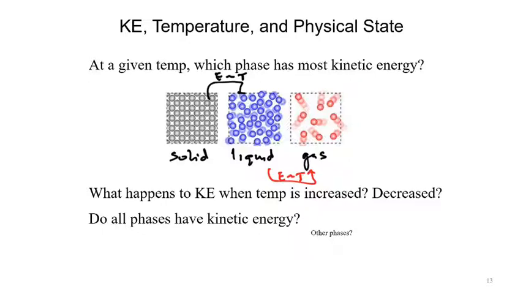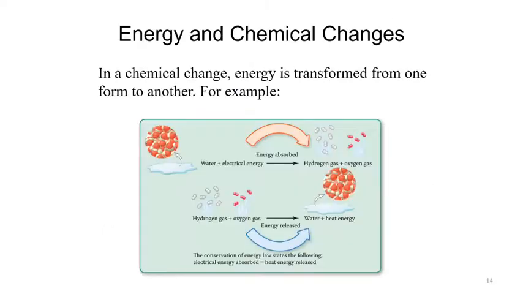So all of our phases have some form of kinetic energy. Our solids just happen to have a very, very small amount. So small that to the human eye, we don't see it, or we don't observe it. But those particles are still oscillating and moving, just nowhere near as much as they are for liquids or for gases.